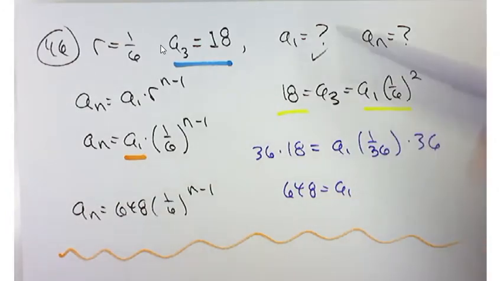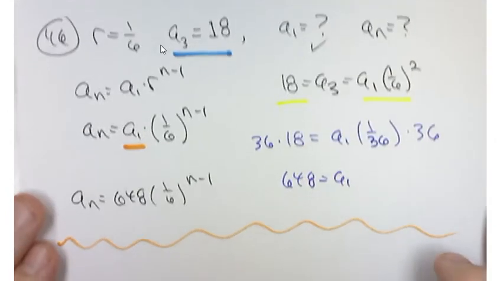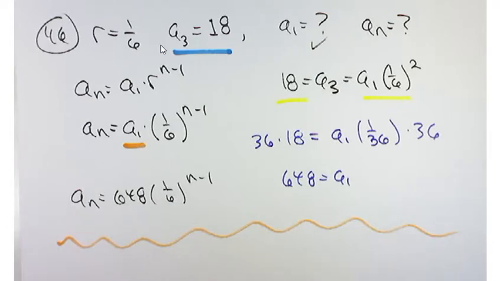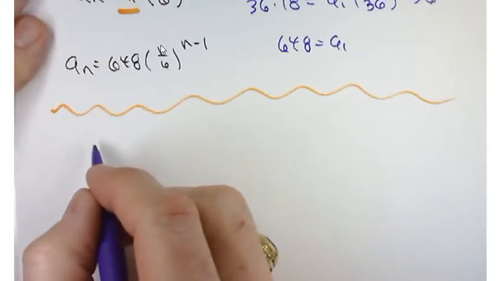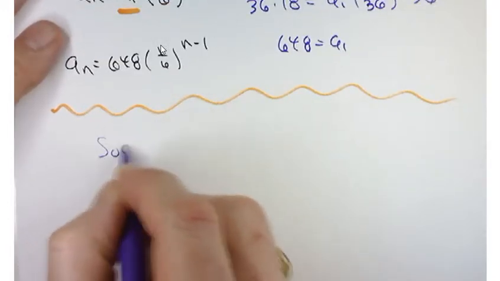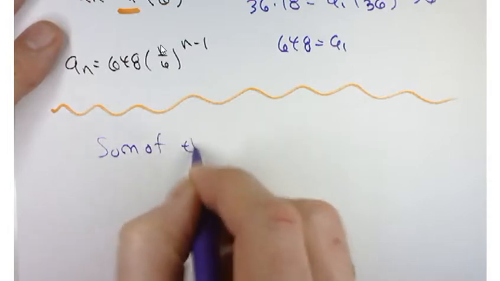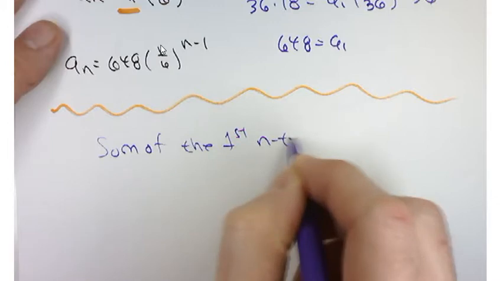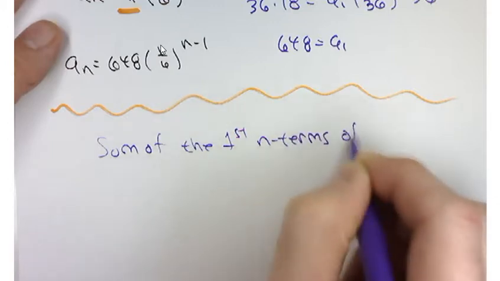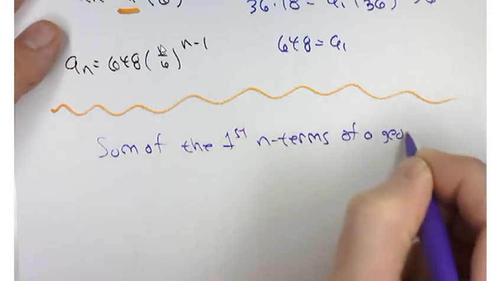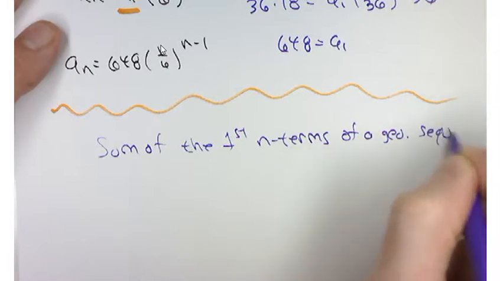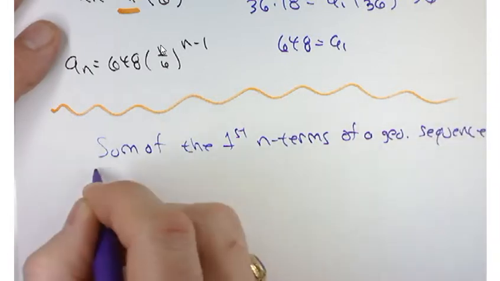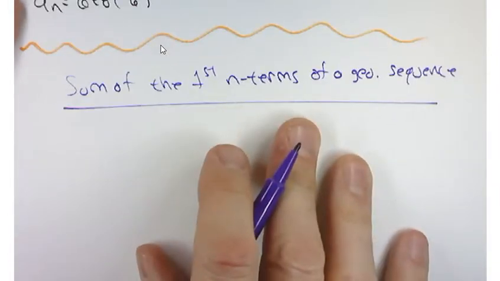We can sum up geometric sequences in a couple special cases. We can sum up a finite geometric sequence this way: the sum of the first n terms of a geometric sequence. There's a nice formula for that.